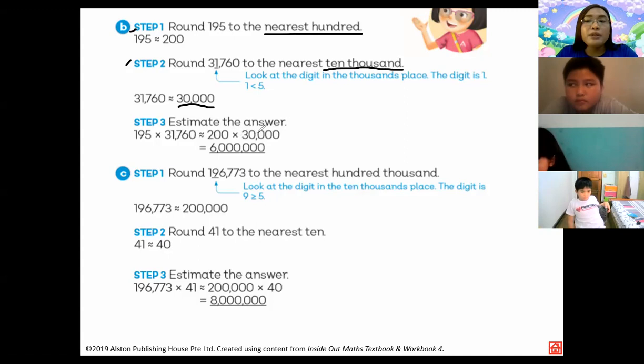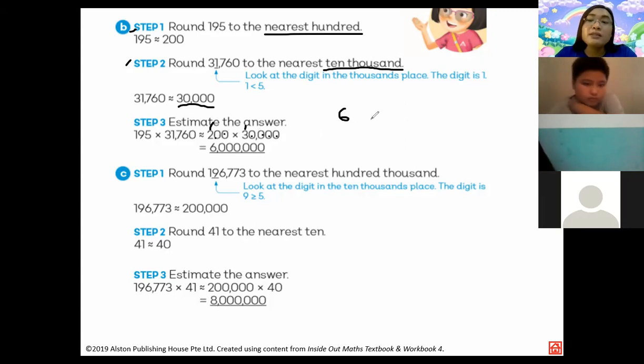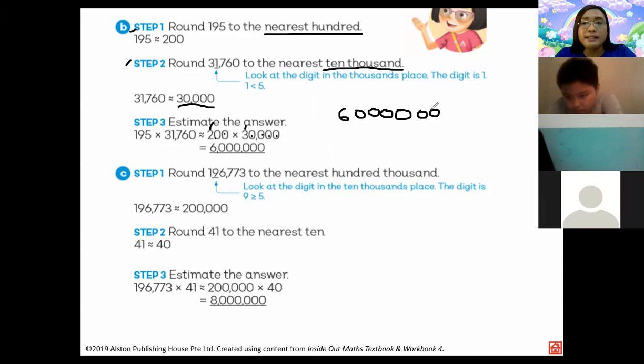So 200 times 30,000 is 6 million. Remember, when you multiply numbers with zeros, you first multiply the non-zero digits, which are 2 and 3. 2 times 3 is 6. Then count the total number of zeros in 200 and in 30,000. That's 1, 2, 3, 4, 5, and 6 zeros. So just copy the 6 zeros.